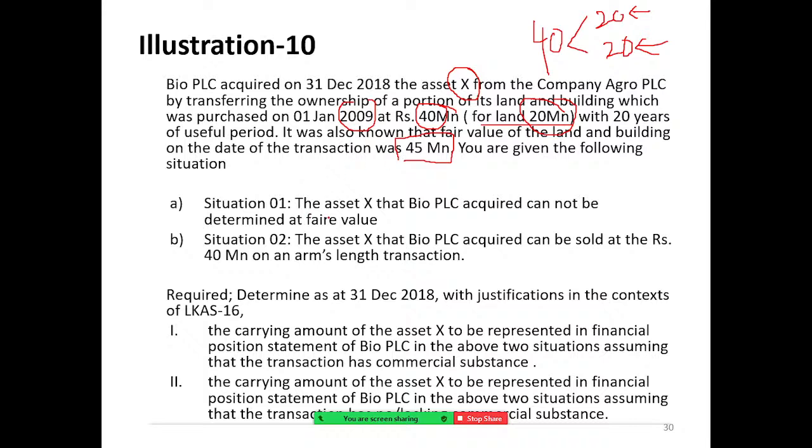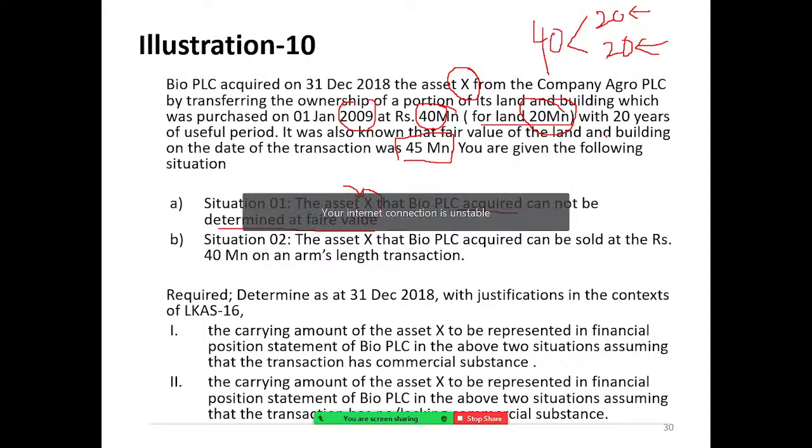Situation 1: the asset X, the asset given up, the asset received. The asset X that Bio PLC acquired cannot be determined at fair value. So in these instances, obviously it's clear, we have to take the fair value of the asset given up by the entity, the fair value of the land and building. So that is 45 million.